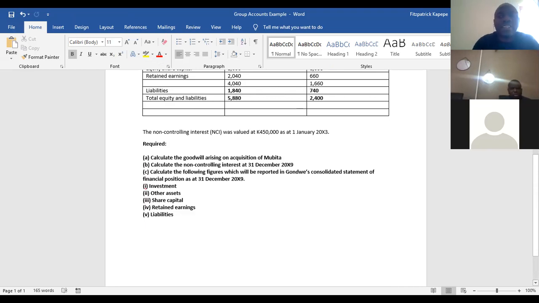So we go to the second part of the question, which is calculate the non-controlling interest at 31st December 2029. So how much would be our non-controlling interest? So we get back to the question again. This is part B.